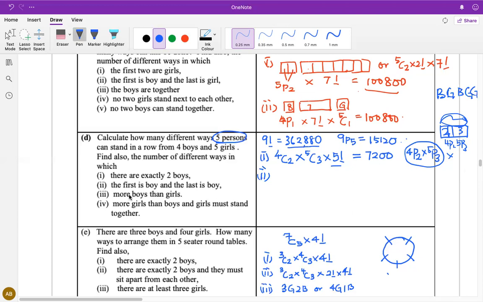Okay, the first is boy and the last is boy. So the first and the last, this is fixed. Therefore, you can choose, this is 4P, sorry, not 5P, 4P.